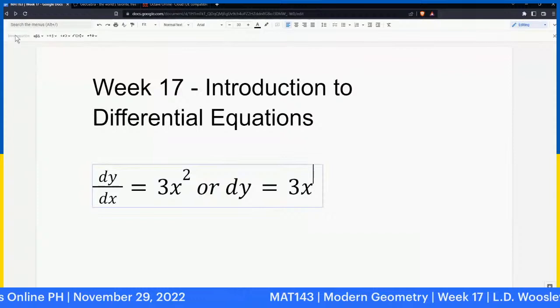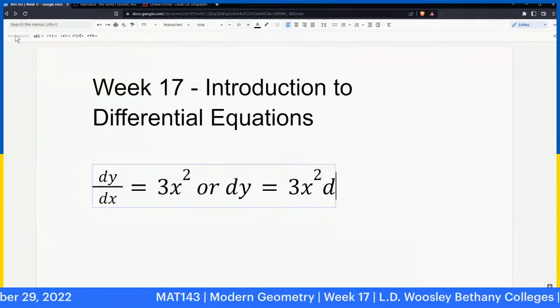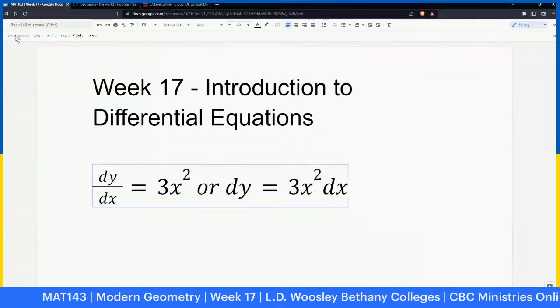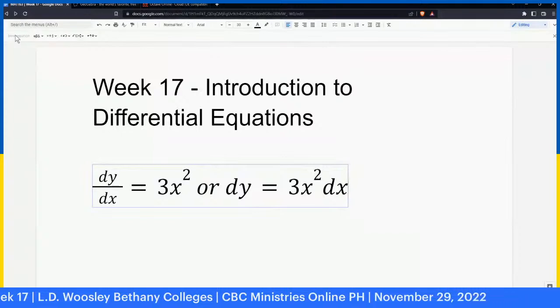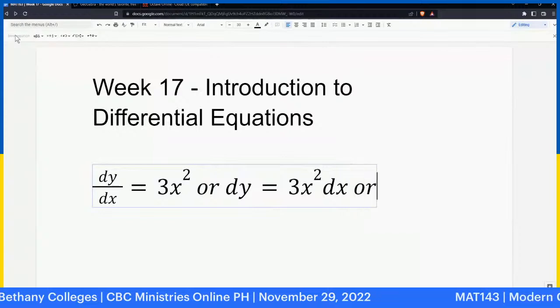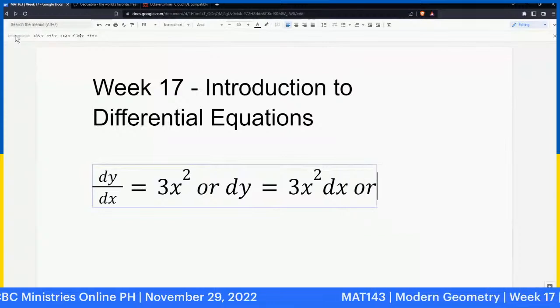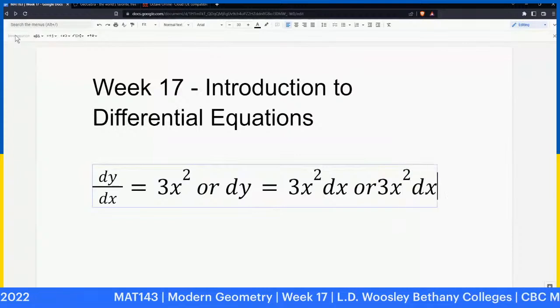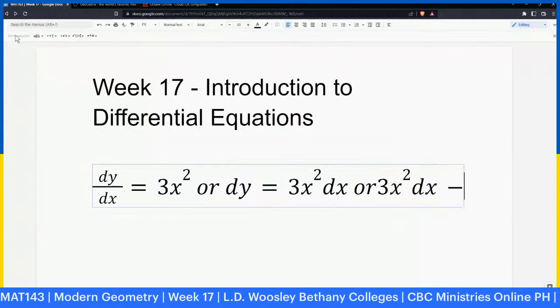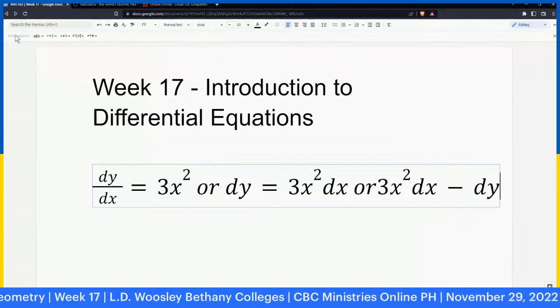3x squared dx. And that's an example of a differential equation. These are equations of differentials. Or it could be 3x squared dx minus dy is equal to 0.